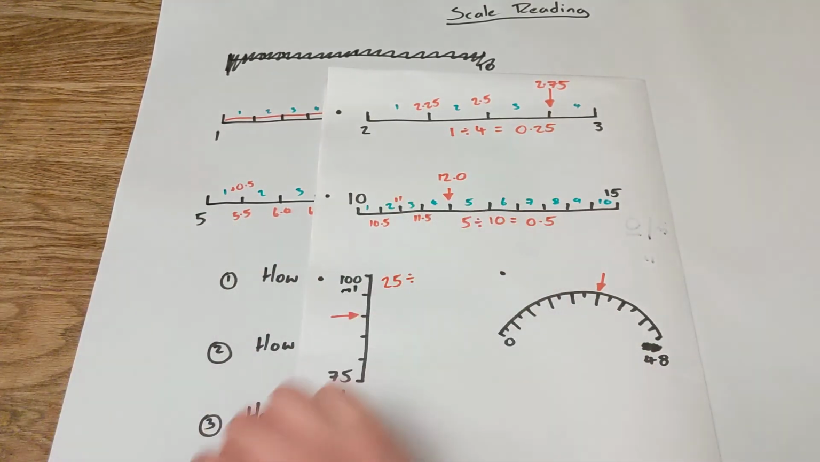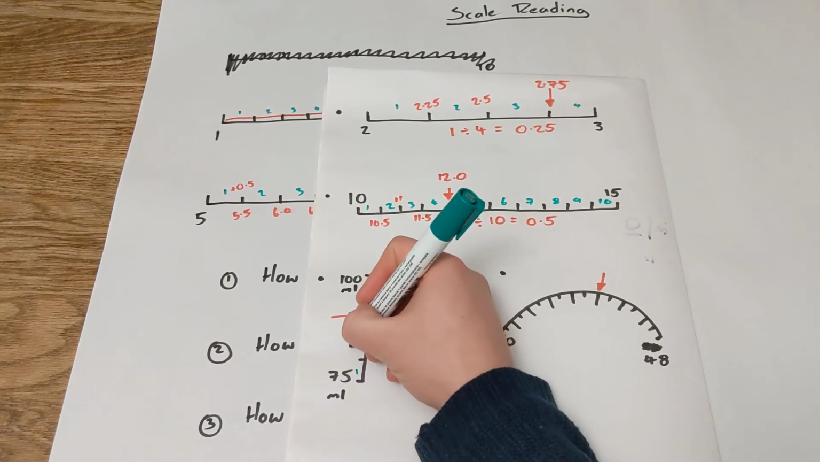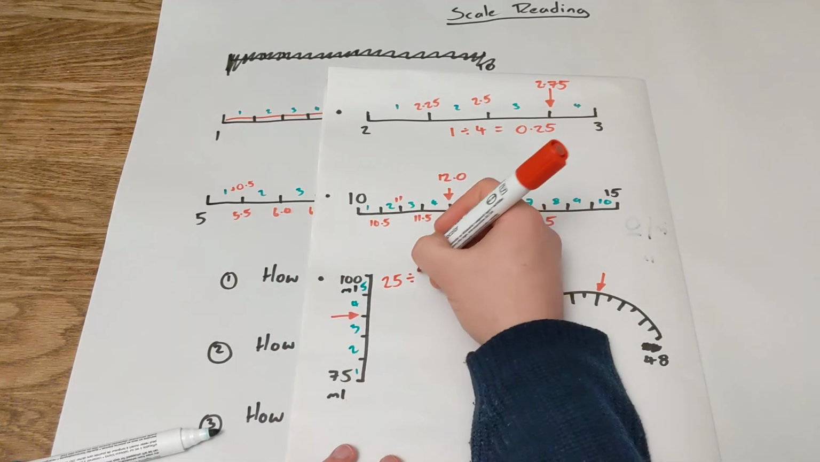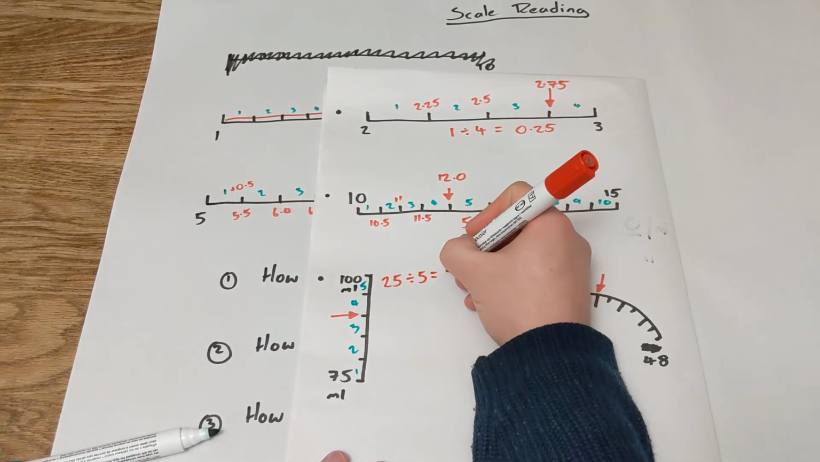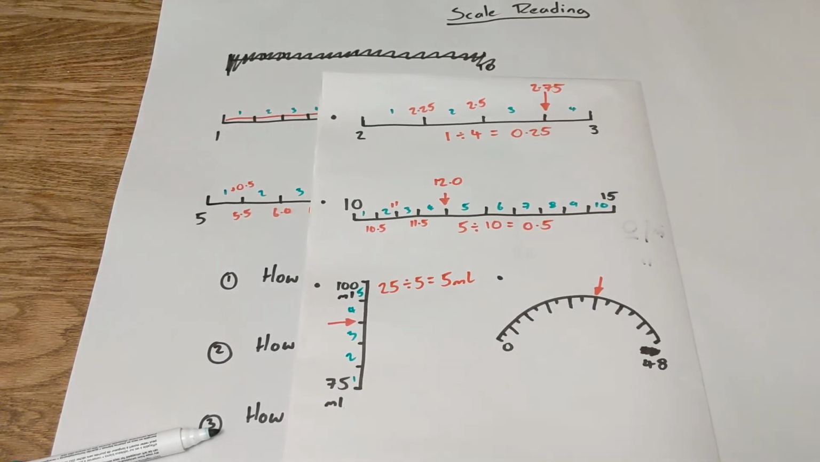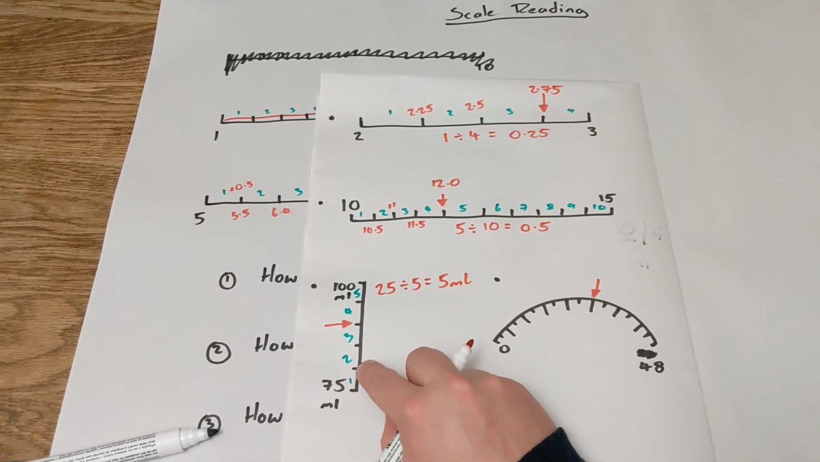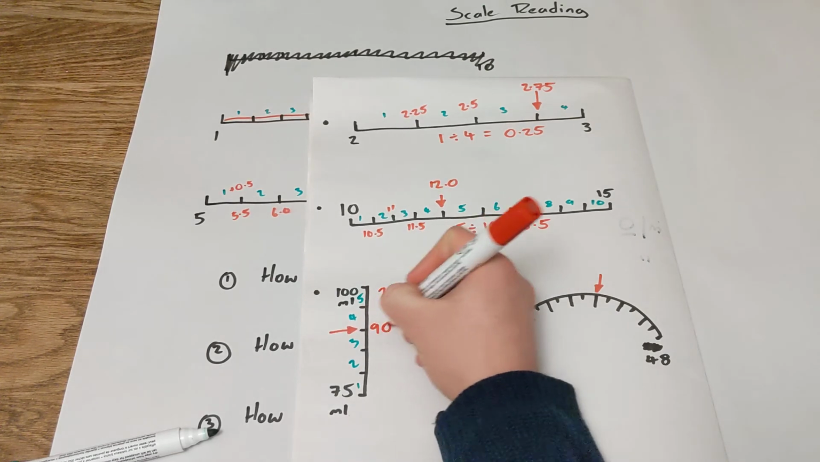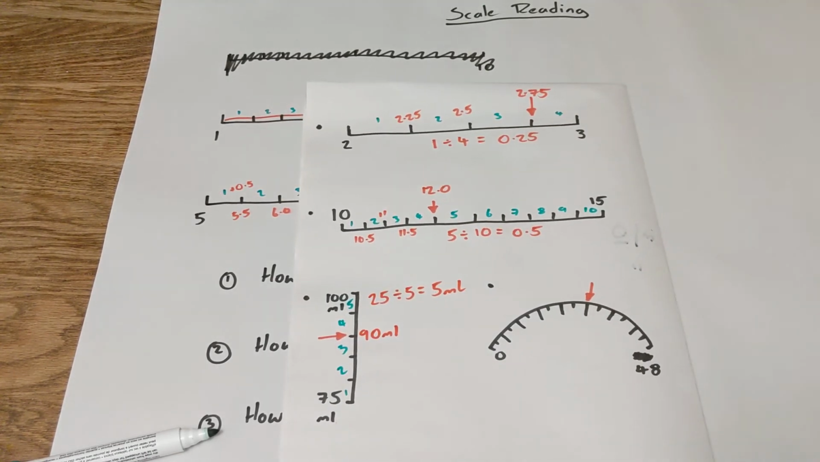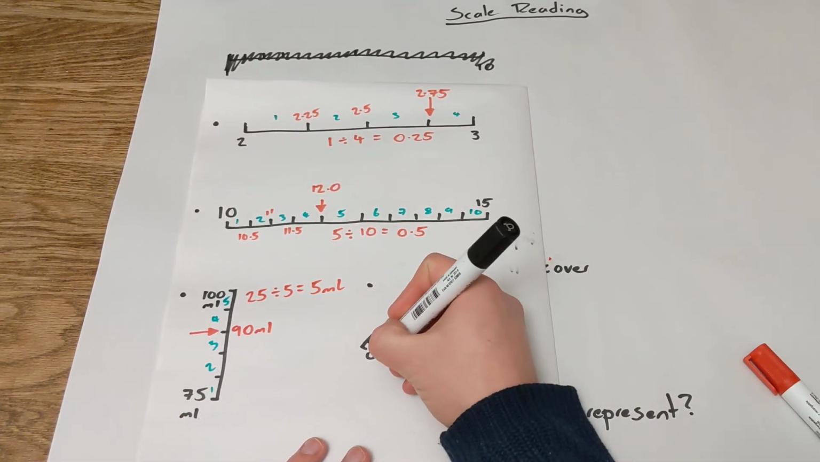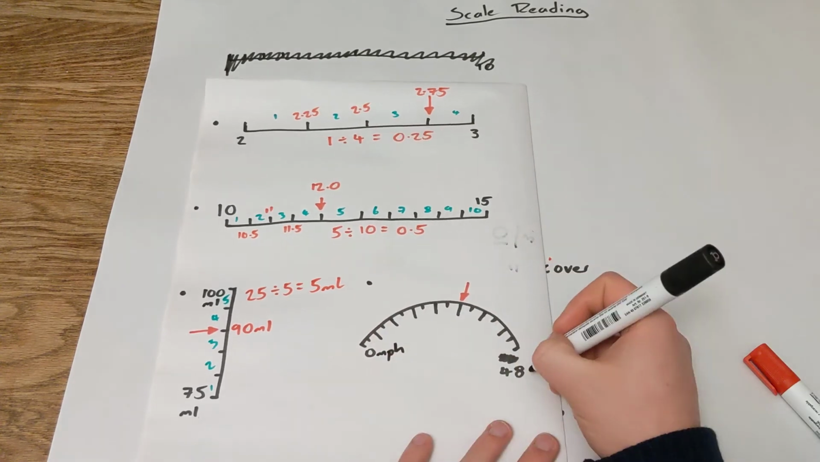Then we divide it by the number of divisions. Well, we've got 1, 2, 3, 4, 5 divisions. So 25 divided by 5 equals 5. We're going to put mils because that's the units of this. So each little mark on here is going up 5 mils. So let's do that. 75 to here is 80, to here is 85, to here is 90 mils. This last one, I said it looked a bit like a speedometer, so let's make it be in miles per hour.